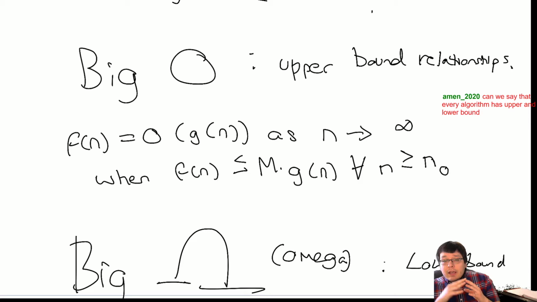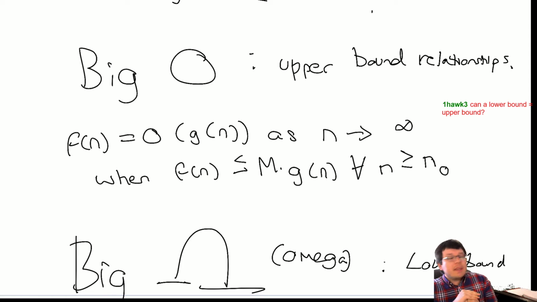Okay? Can we say that every algorithm has an upper and lower bound? Yes. They don't necessarily have to be different, but we can confidently say that any algorithm has an upper bound and lower bound. That upper bound and lower bound could be infinity, by the way, but that's still a number. Well, that's risky to say, but it's still a measurement per se. Okay?